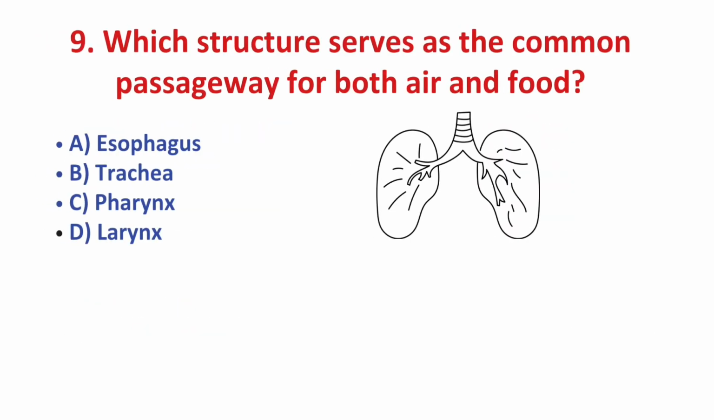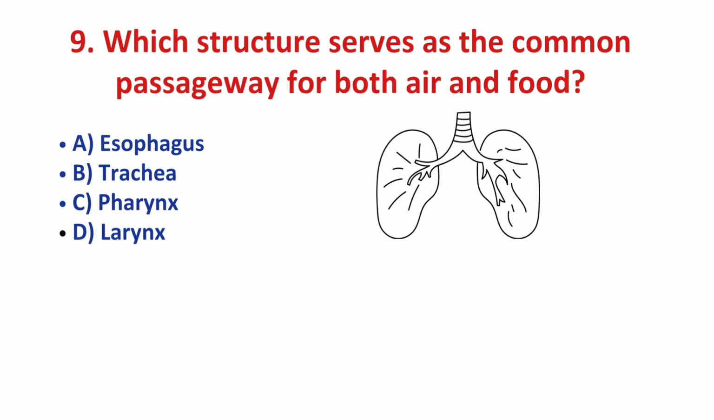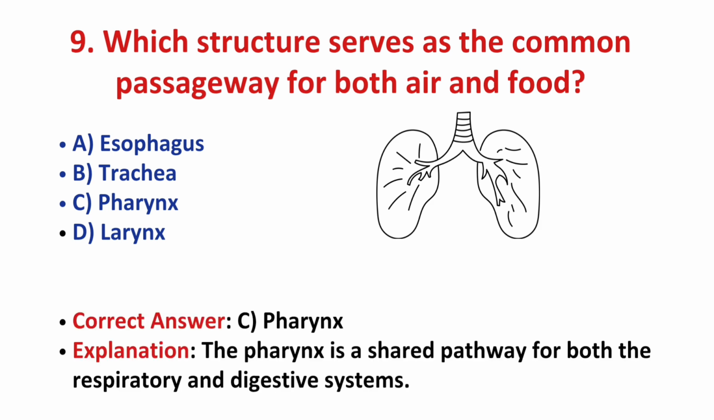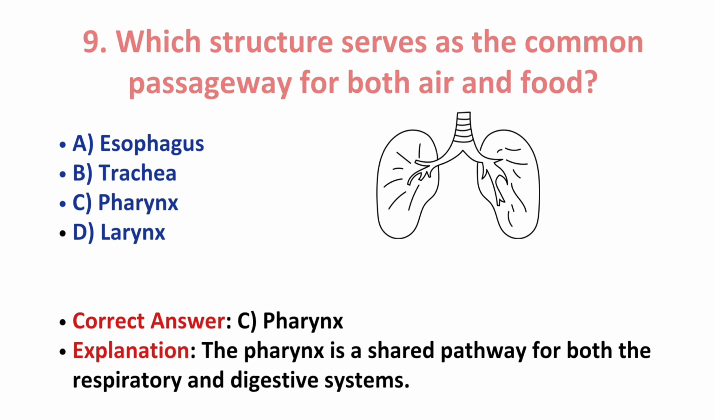Moving towards the next question. Which structure serves as a common passageway for both air and food? Options are esophagus, trachea, pharynx and larynx. And the correct answer is option C, pharynx. Pharynx is a shared pathway for both respiratory and digestive system. So pharynx is a common passageway for both air and food. Correct answer is option C.